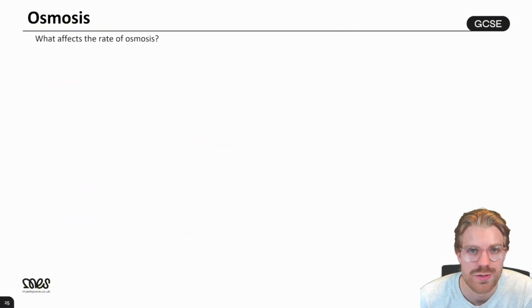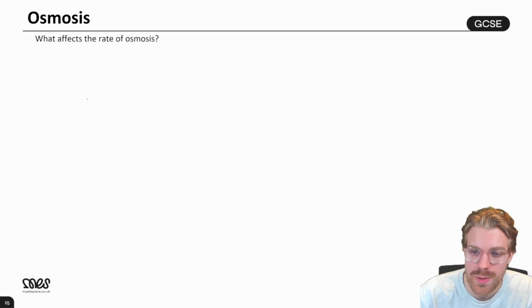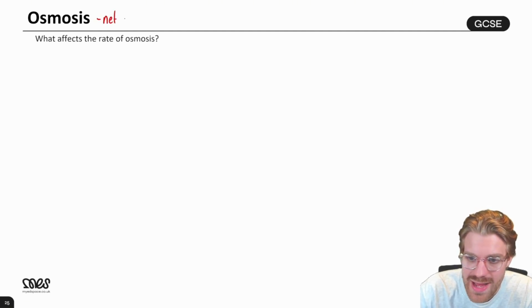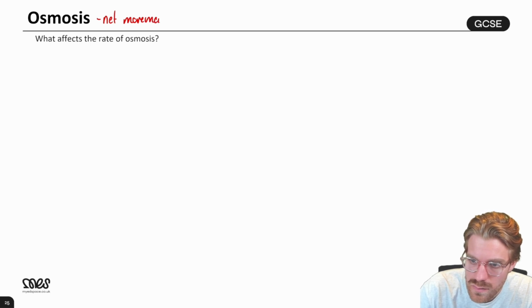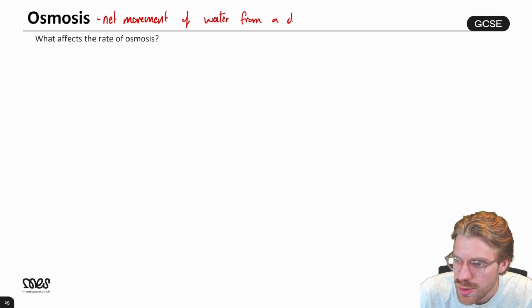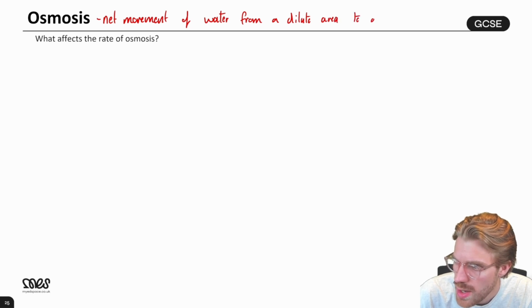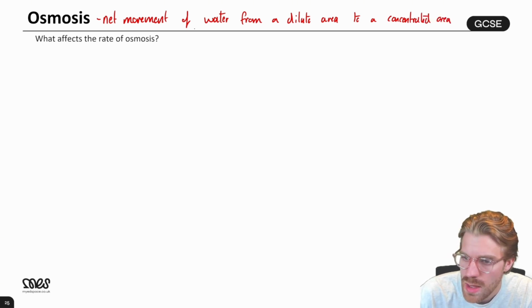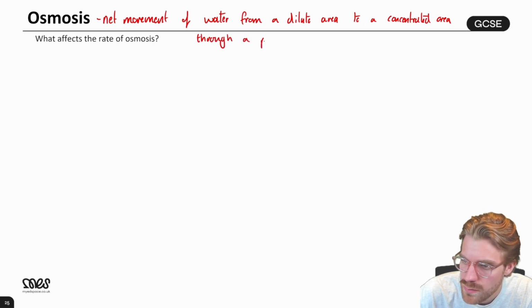Let's now move on to osmosis. Osmosis is a special case of diffusion. Osmosis we can define as the net movement of water from a dilute area to a concentrated area through a partially permeable membrane.